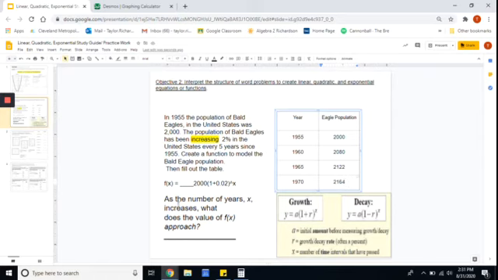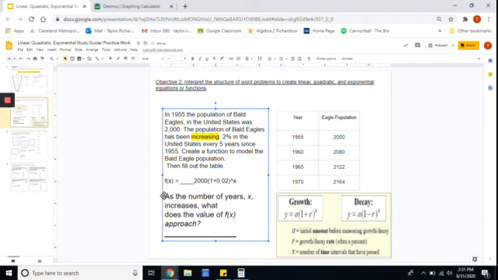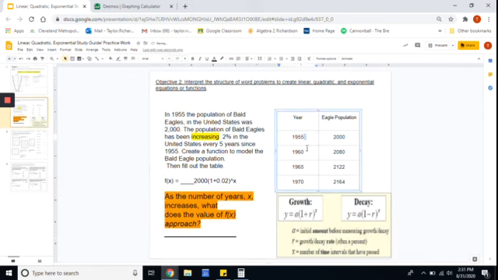All right. Last, it's going to ask you this question. This is the last part of the Power Focus area. As the number of years, or x, increases, what does the value of f of x approach? This sounds really weird. Sorry, all this is asking you, as your years go on, what is happening to your eagle population? Is it getting bigger or smaller? It's getting bigger and bigger and bigger and bigger, right?